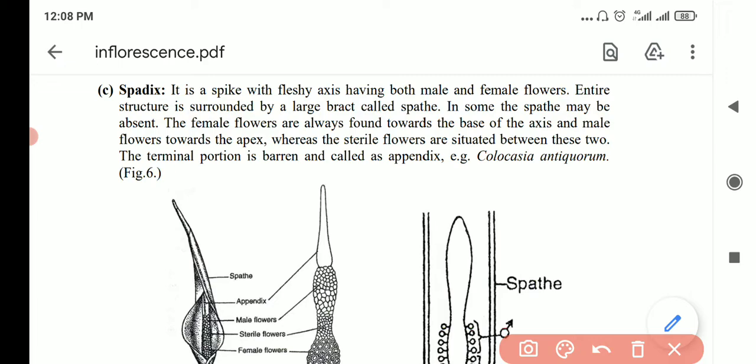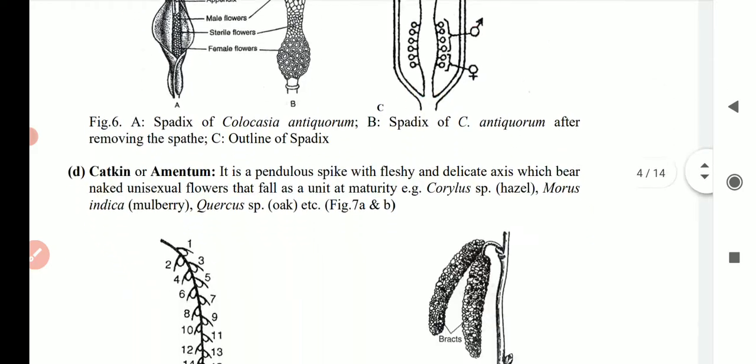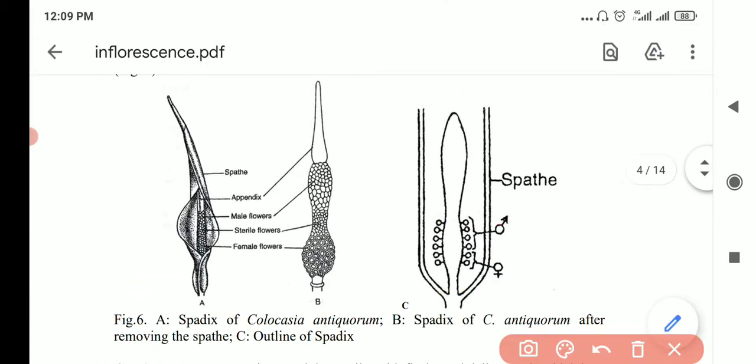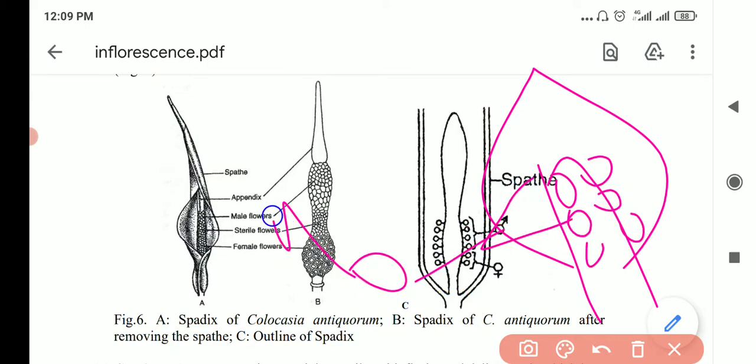And then what is unique about this is that at the lower part, you will find the female flowers, and at the top, you will find the male flowers. So let's say this is the spathe, and then these are those flowers, okay? Then up here will be only the male flower, and down will be only the female flower, okay.